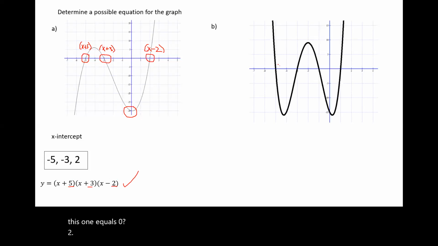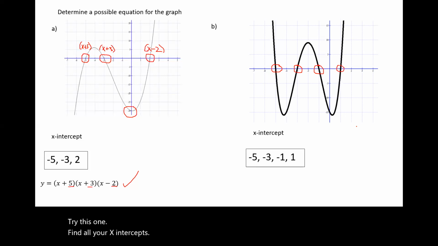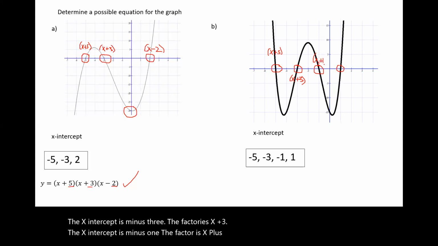Try this one. Find all your x-intercepts. Got x-intercepts of -5, -3, -1, and 1. Factors then. The x-intercept is -5. The factor is x plus 5. The x-intercept is -3. The factor is x plus 3. The x-intercept is -1. The factor is x plus 1. If the x-intercept is 1, the factor is x minus 1.